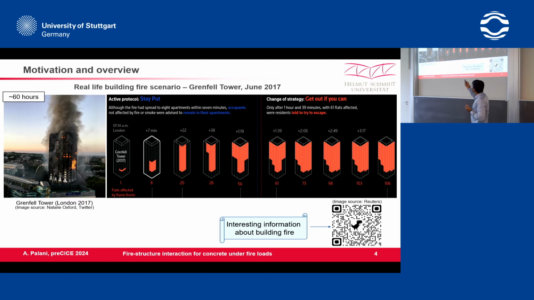On top, you can see when exactly the fire started, and the next timelines are from that point, at 7 minutes and 22 minutes, showing how the fire progressed inside the building. At the end, more than 3 hours later, it was completely engulfed in fire, and we lost 70 good people on that day. You can also use this QR code to learn more about fire outbreaks in a building.